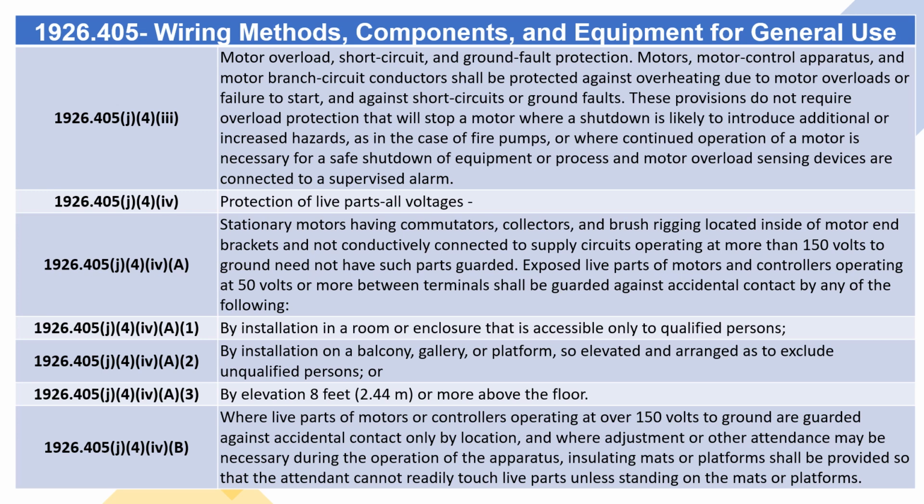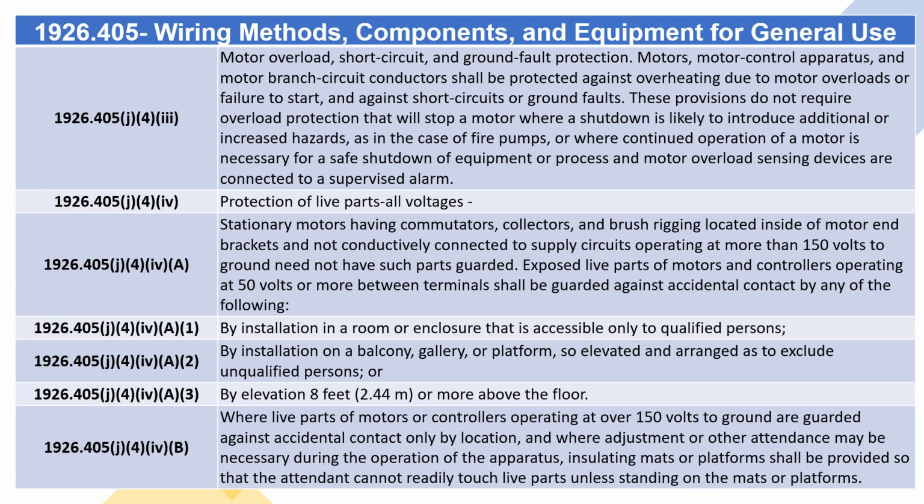1926.405(j)(4) Motor overload, short circuit, and ground fault protection. Motors, motor control apparatus, and motor branch circuit conductors shall be protected against overheating due to motor overloads or failure to start, and against short circuits or ground faults. These provisions do not require overload protection that will stop a motor where a shutdown is likely to introduce additional or increased hazards, as in the case of fire pumps, or where continued operation of a motor is necessary for a safe shutdown of equipment or process, and motor overload sensing devices are connected to a supervised alarm.